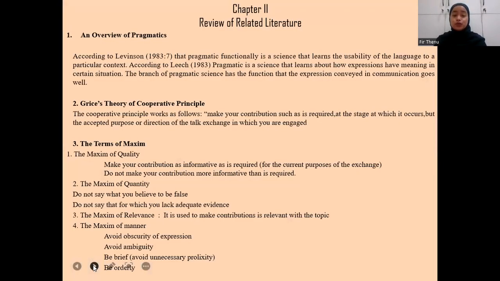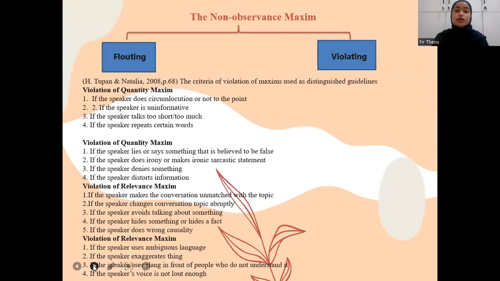Next, move to chapter 2, review of related literature. The researcher used Grice's theory about the cooperative principle. In this research, the researcher used four maxims, which are the maxim of quantity, maxim of quality, maxim of relevance, and maxim of manner. There are two kinds of non-observance of maxims: flouting and violating. In this research, the researcher used violating maxims as the purpose of the research.